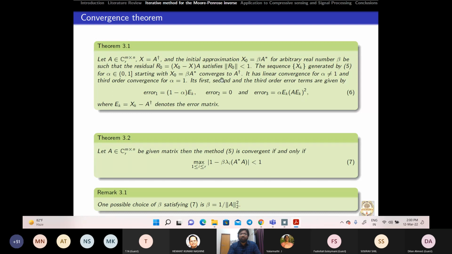We also observed that if alpha equals 1, then the method has third order convergence. In fact, that was Newton's method of third order convergence, and this was the error term. In the next result, we show how to choose the scalar beta, the same way Petkovic et al. did in 2011. If you are using MATLAB and you want to choose beta, this is one way, though there may be other ways. The beta which satisfies this condition, where lambda i denotes the eigenvalues of A star A, will automatically satisfy this condition. So in coding, you can use this.